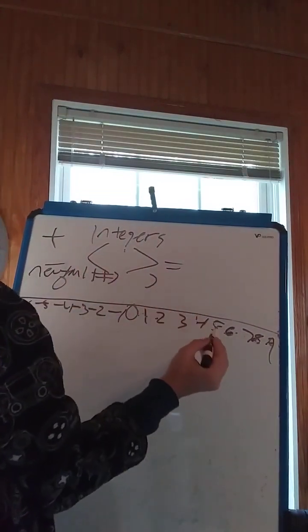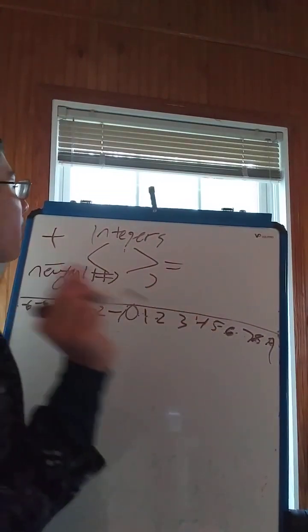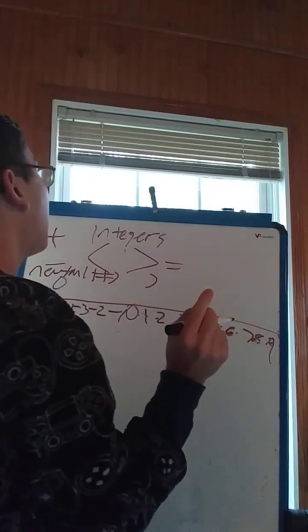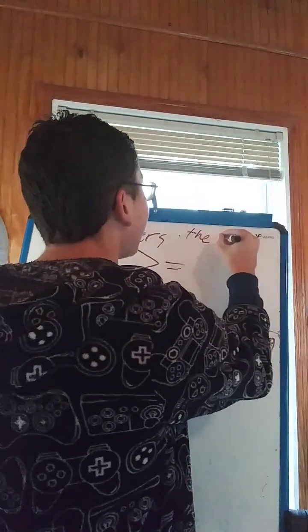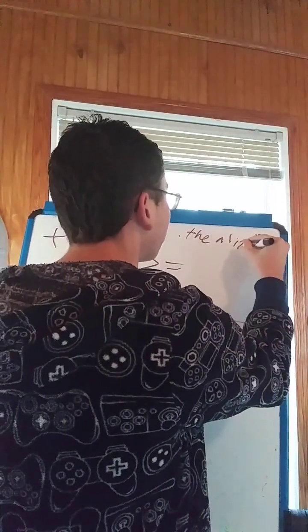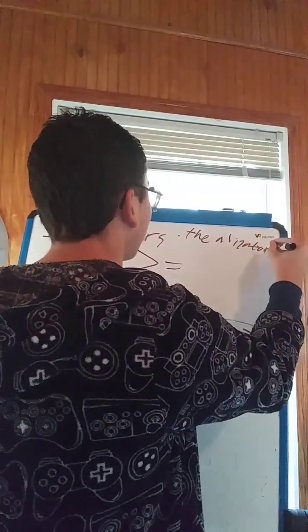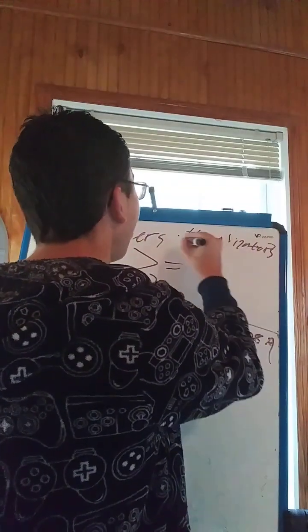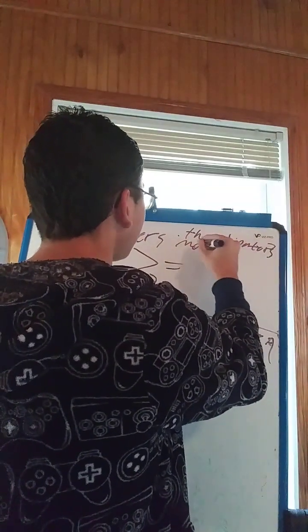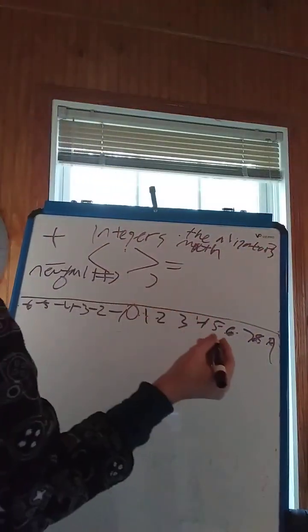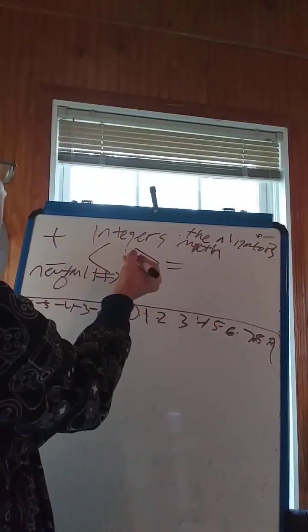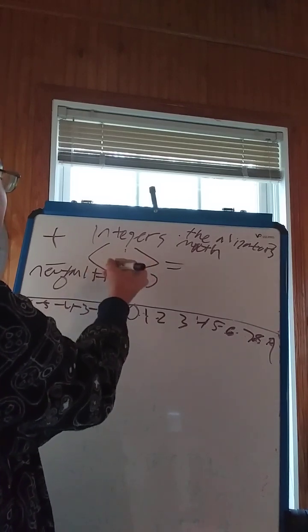Now there's a couple ways to think about this. One of which is the alligator, or the alligator's mouth. So think of the alligator's mouth. Doesn't this look like a mouth kind of shape to you?